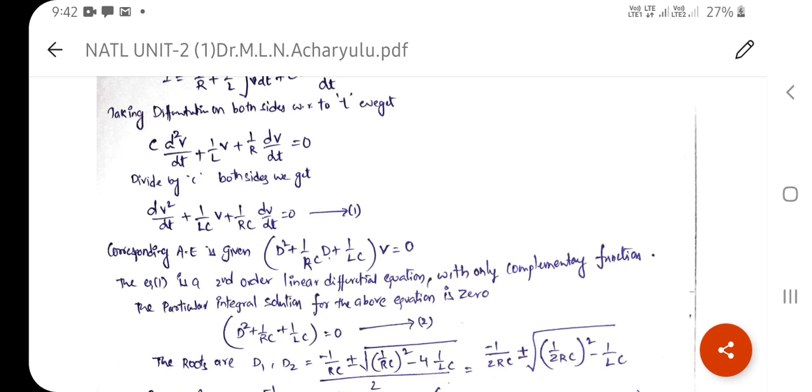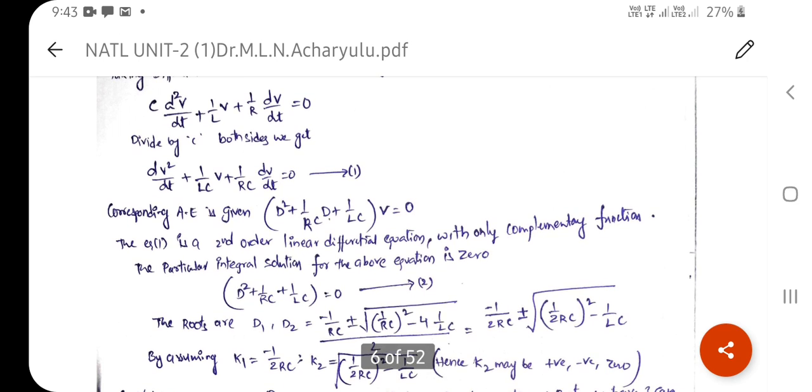Then you will find the d1 and d2. So here d1 is equivalent to minus 1 by 2rc plus or minus under root of (1 by 2rc) whole square minus 1 by lc. These are the d1 and d2 equations. Once you will get the plus, once you will get the minus. Now you will find these roots.